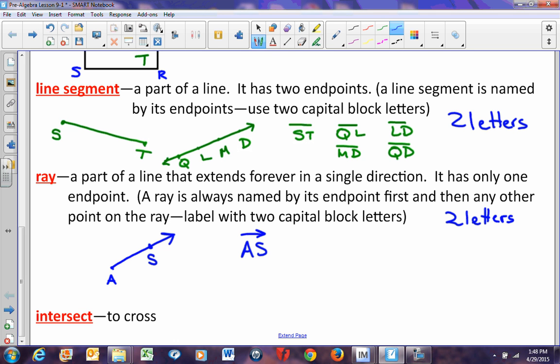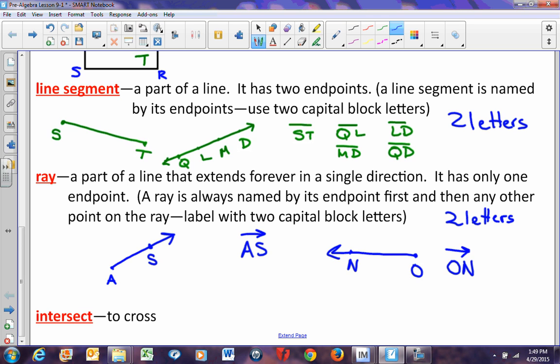I could have a ray that looks like this, with points N and O. The endpoint is O, so we have to start labeling this ray with O, and then we go to N, because you start with O and you go through N. We read from left to right, so the ray symbol goes to the right.